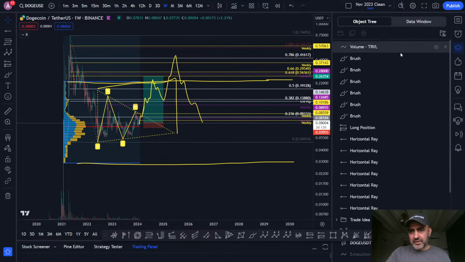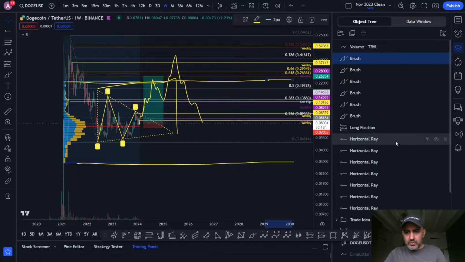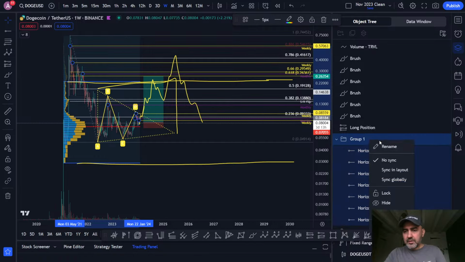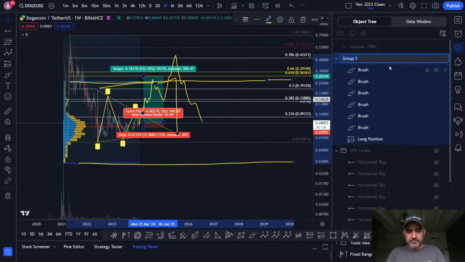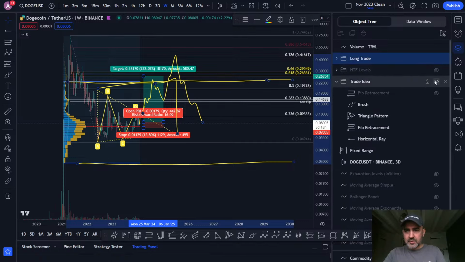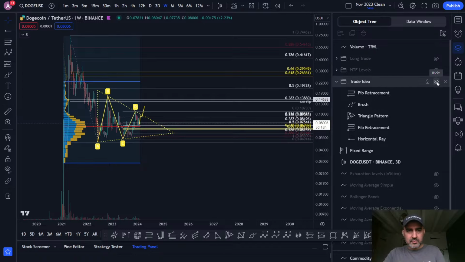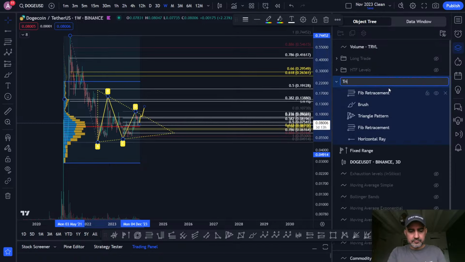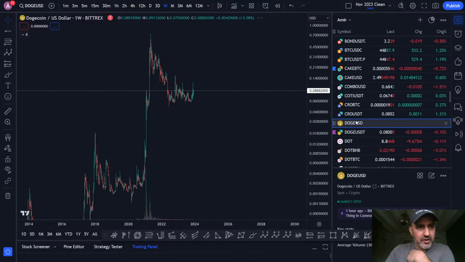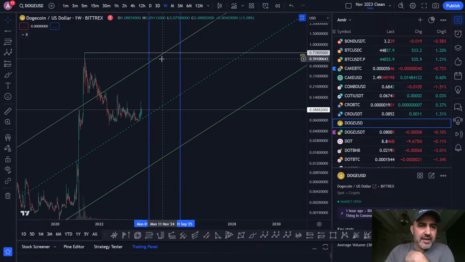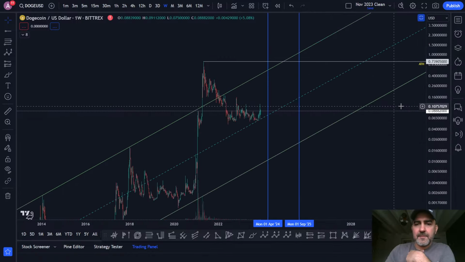Let me just get rid of these. Let me just have a look and see if I see anything else. So trade idea. It's good to label this stuff. And I go back to the other chart that I've got, which is Bittrex. I can't see us going higher than this green channel. Just bear that in mind.